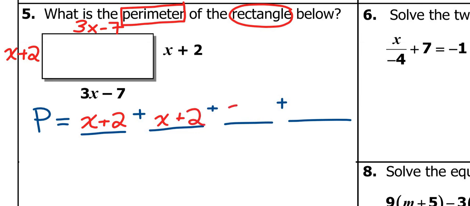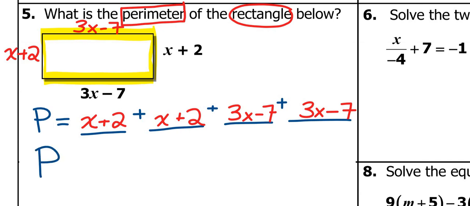I also have 3x minus 7 and 3x minus 7. So all I'm doing is adding together all 4 sides of my rectangle. If this was a triangle, I'd be adding 3 sides. If I had a pentagon, I'd be adding 5 sides together. So perimeter just means that you're adding together all the side lengths so that you find the length the entire way around your shape. Okay, let's go ahead and do the math.